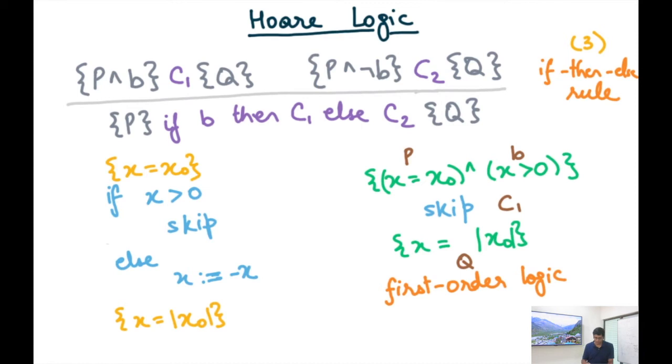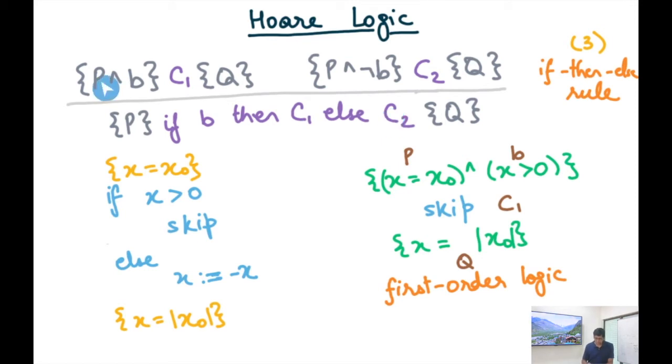So P and the P's are common, the B's are common, and the Q's are also common. The only difference is this time I have C2 instead of C1. Then P, if B, then C1 else C2, Q holds. So these two B's are common, so this B becomes the condition of the if-then-else. This C1 becomes the then body, and this C2 becomes the else body.